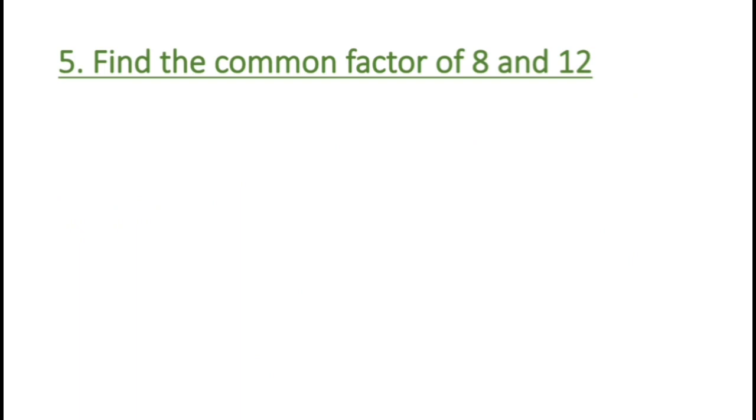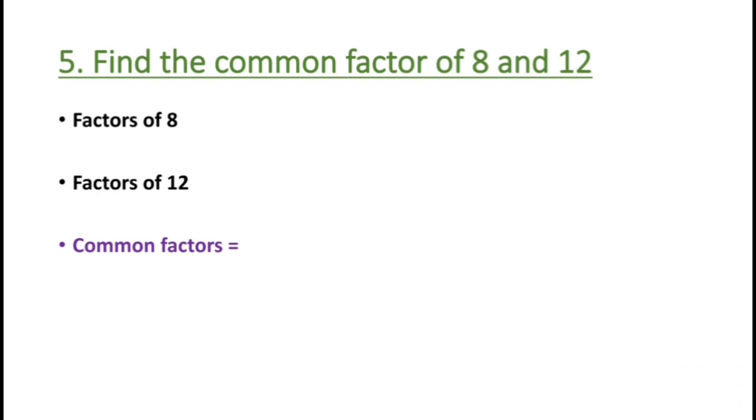So to find common factors, we need to find the common factors of 8 and 12. Factors of 8. We get 8 in the 1 table, and 1 8s are 8, 2 4s are 8, 4 2s are 8, 8 1s are 8. What are the factors? 1, 2, 4, 8. These are the factors of 8.